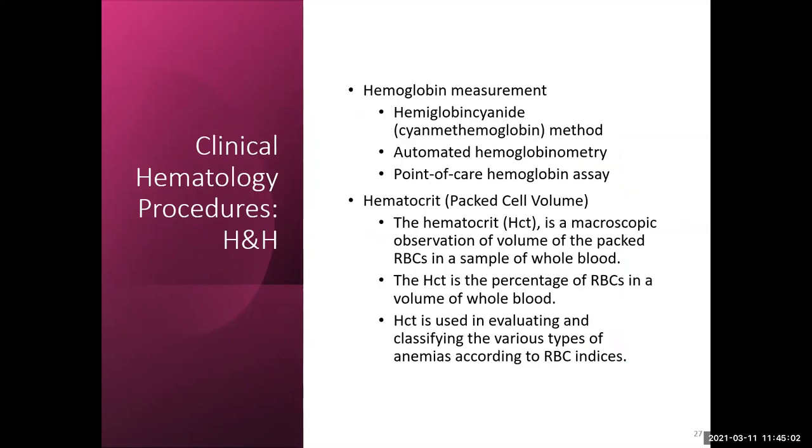Your hemoglobin measurement goes through the hemoglobin cyanide method. It can go through an automated hemoglobinometry, or it can also be point of care hemoglobin assays, where these are chemical measurements, or a light type measurement where it uses light.